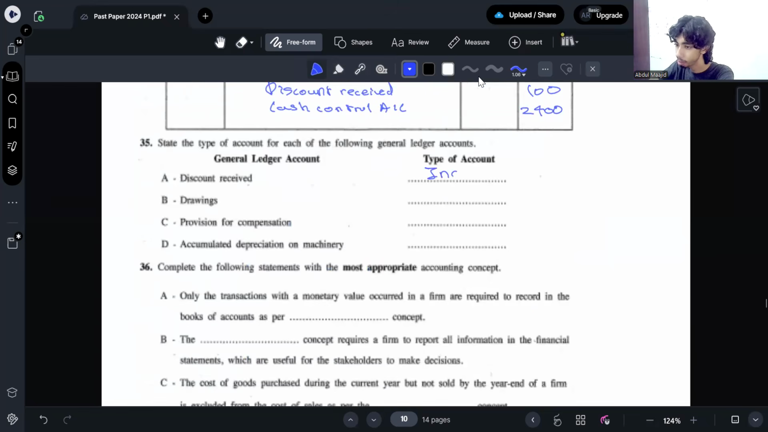Then 35. State the type of account for each of the following general ledger accounts. Discount received is an income account. Drawings is an equity account. Provision for compensation is a liability. Accumulated depreciation is a negative asset. So you just say asset.